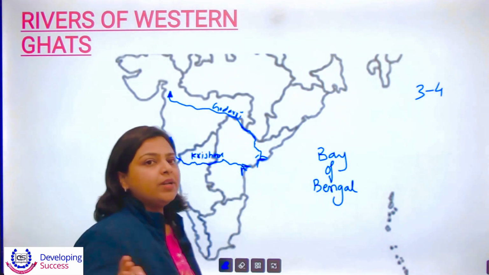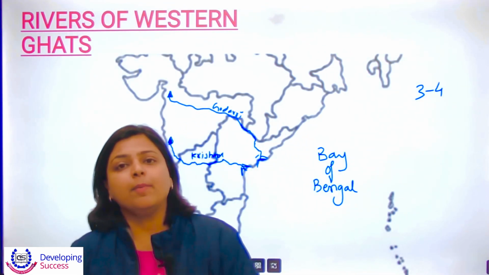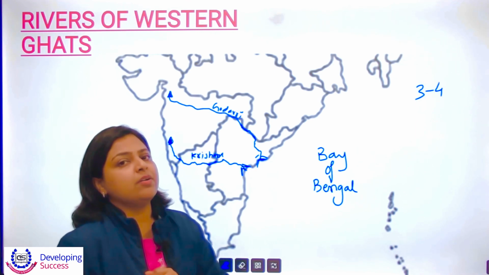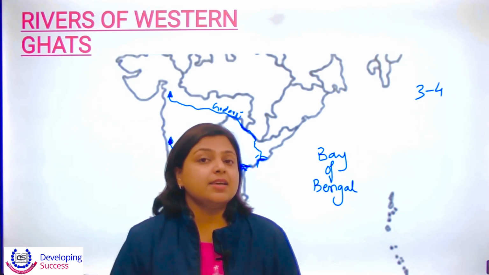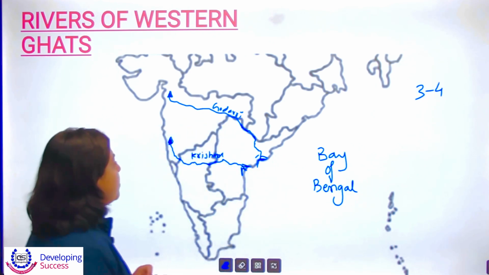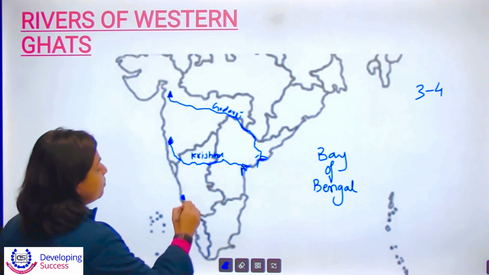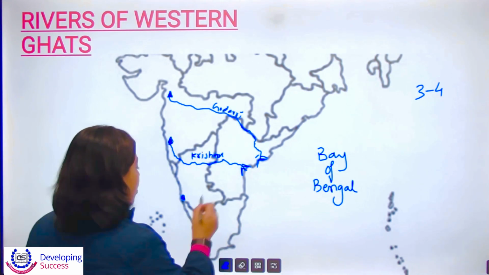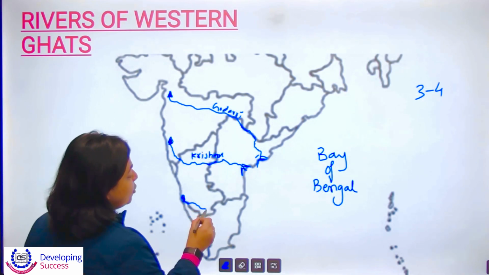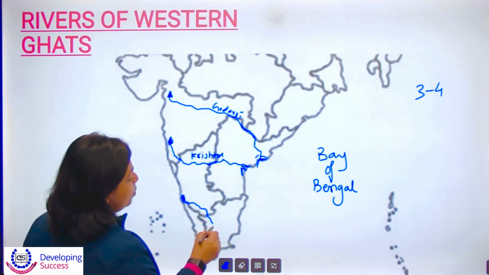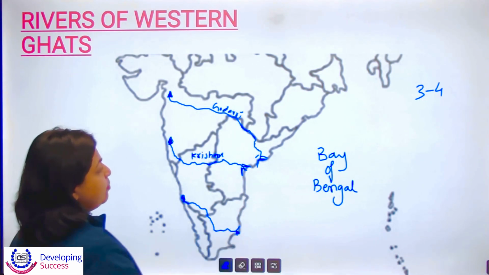So the tributaries of Krishna are Ghataprabha, Malaprabha, Tungabhadra. So Tungabhadra is an important tributary. On the banks of Tungabhadra, we have a World Heritage Site city, that is Hampi. Okay, remember. Next we have another river which is coming out from Talakaveri. So obviously the name says it is the Kaveri river flowing in the southern part of Karnataka and then going to Tamil Nadu, crossing the Erode district and making the delta again in the Bay of Bengal.